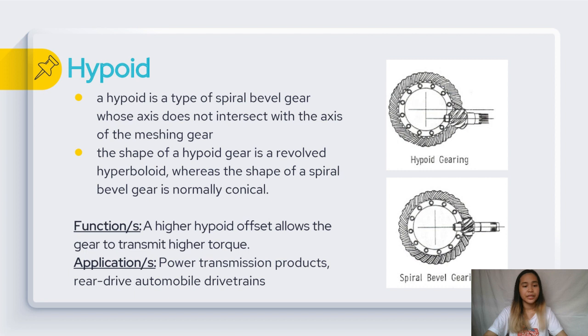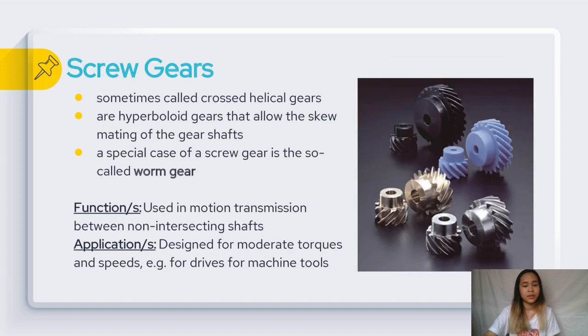Hypoid. A hypoid is a type of spiral bevel gear whose axes do not intersect with the axis of the meshing gear. The shape of a hypoid gear is revolved hyperboloid, whereas the shape of a spiral bevel gear is normally conical. Functions: a higher hypoid offset allows the gear to transmit higher torque. Applications: power transmission products, rear drive automobile drivetrains.